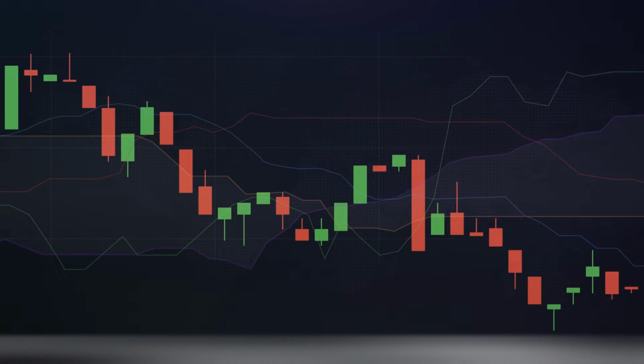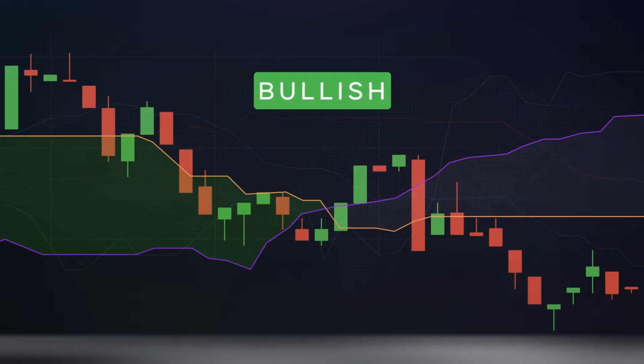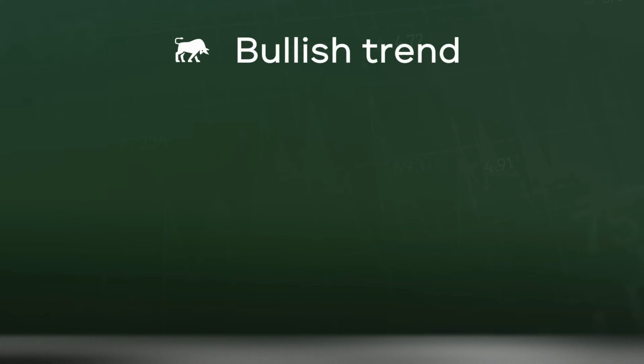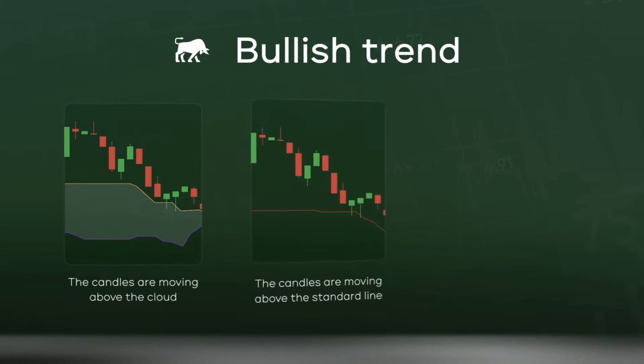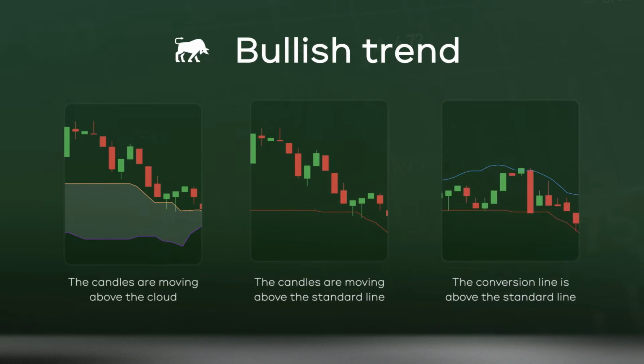As a general rule of thumb, when the cloud gets green, it may be indicative of an upcoming bullish trend. When the cloud gets red, it may be an indication of an emerging bearish trend. A bullish trend may be indicated when the candles are moving above the cloud, the candles are moving above the standard line, and the conversion line is above the standard line.